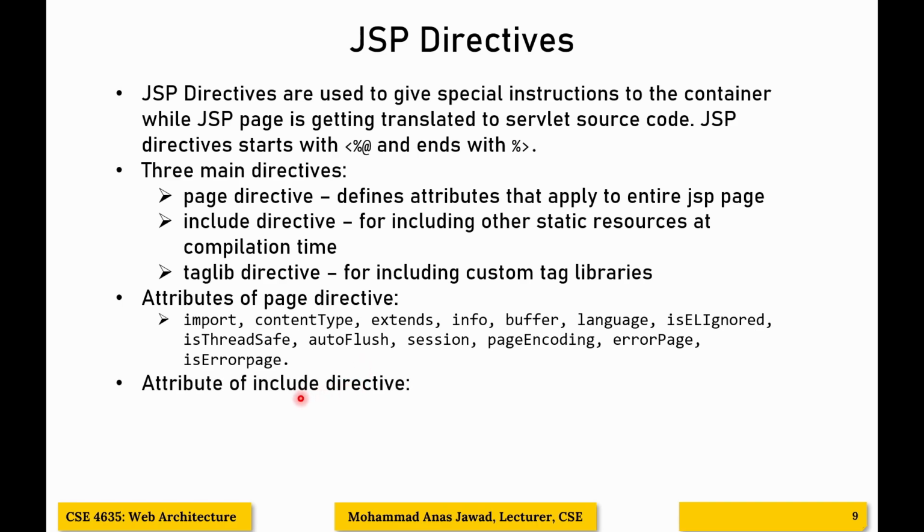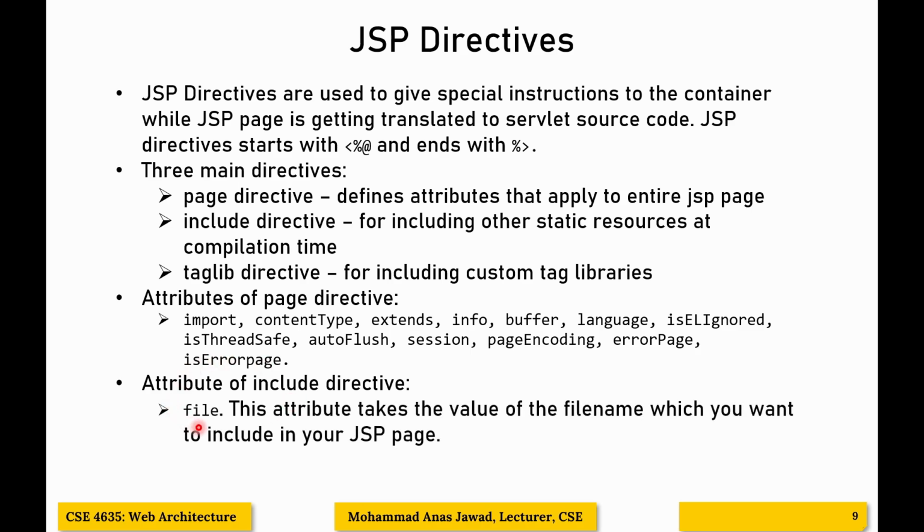As for the attributes of the include directive, there is only one. The name of that attribute is file. This attribute takes the value of the file name which you want to include in your JSP page.